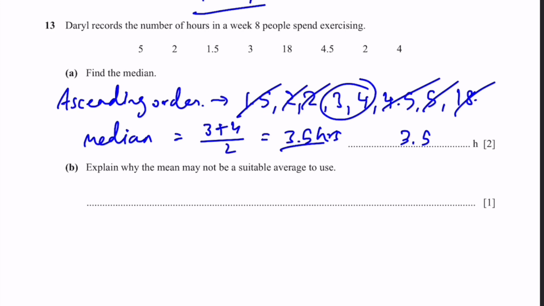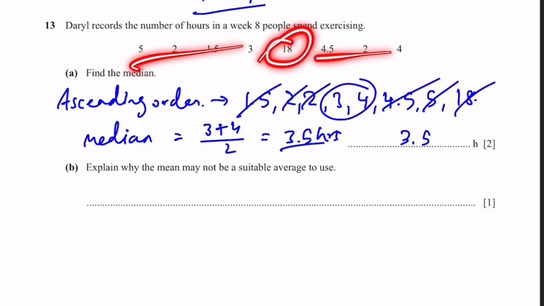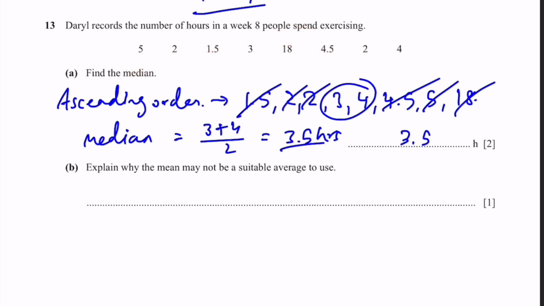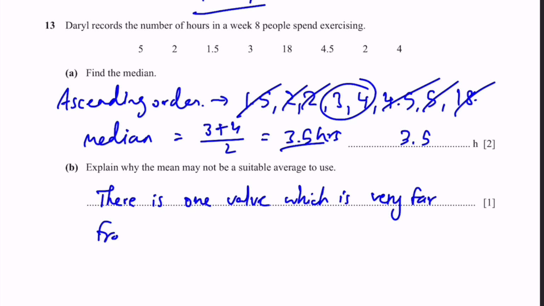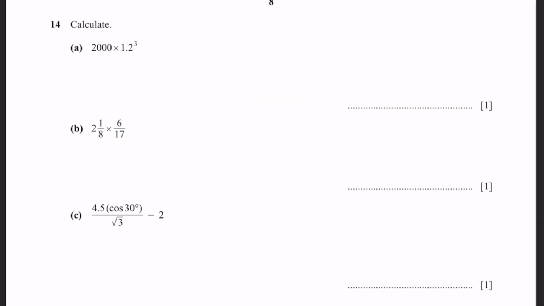B. Explain why the mean might not be a suitable average to use. We can see that 18 is too high, like it's very high compared to all the other people's. So that's why. There is one value which is very far from all others, which is the 18 value. That's the answer.